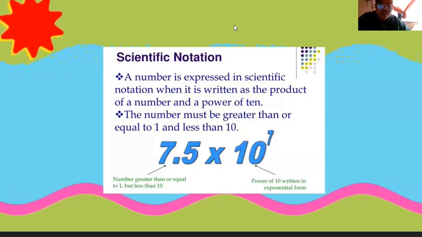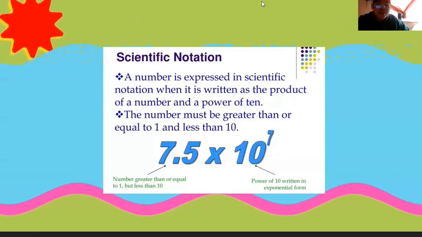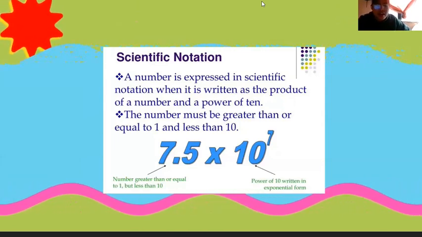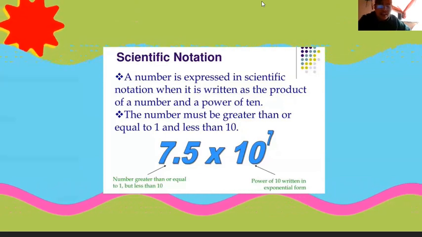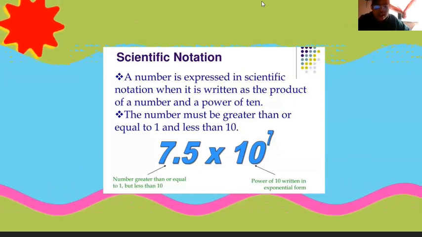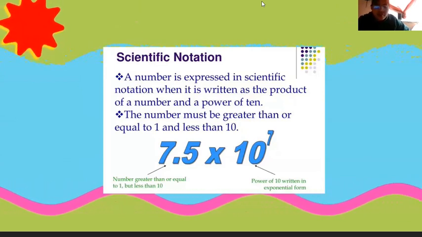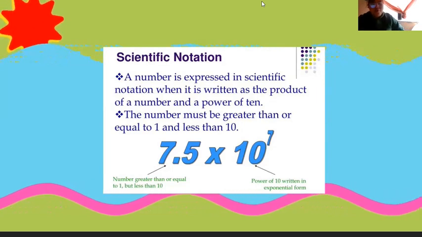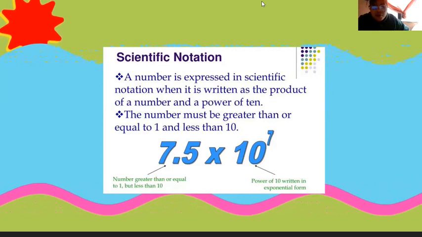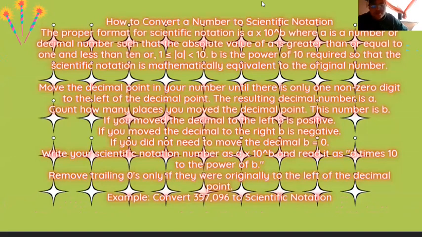Next, scientific notation. A number is expressed in scientific notation when it is written as the product of a number and a power of 10. The number must be greater than or equal to 1 and less than 10. For example, 7.5 times 10 to the 7th power: a number greater than or equal to 1 but less than 10, and a power of 10 written in exponential form.